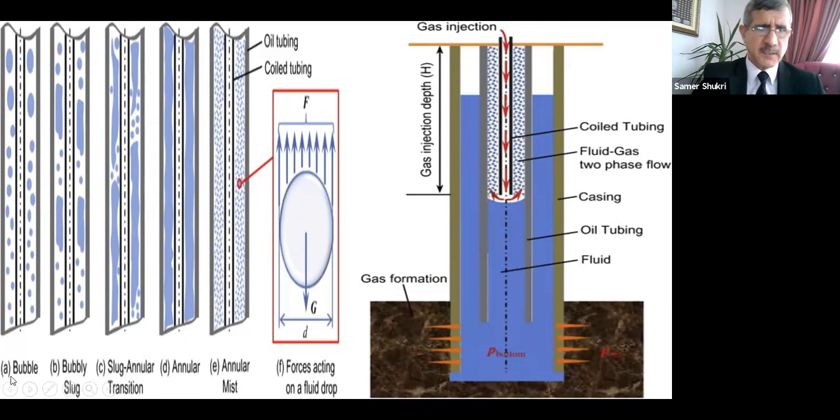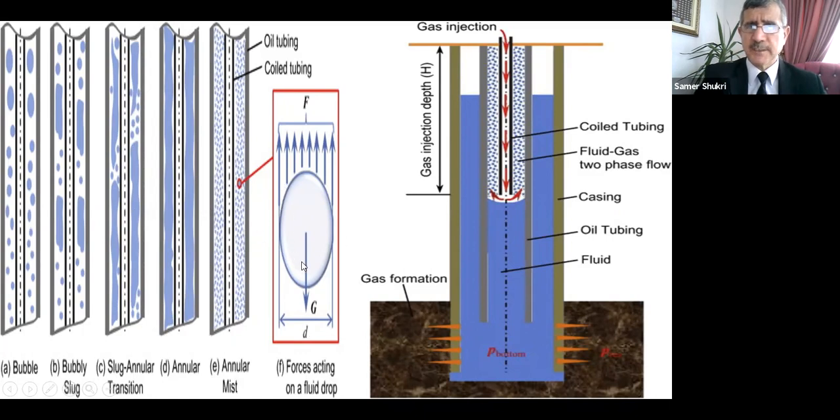You see in the beginning, these are bubbles here of gas. After that, we have the slug, bubbly slugs. Then the slug annular transition, where the percentage of the liquid is more, less nitrogen and more liquid, oil or water. Then only liquid, say oil, only oil. Here we have mist also. So this is the fluid drop.